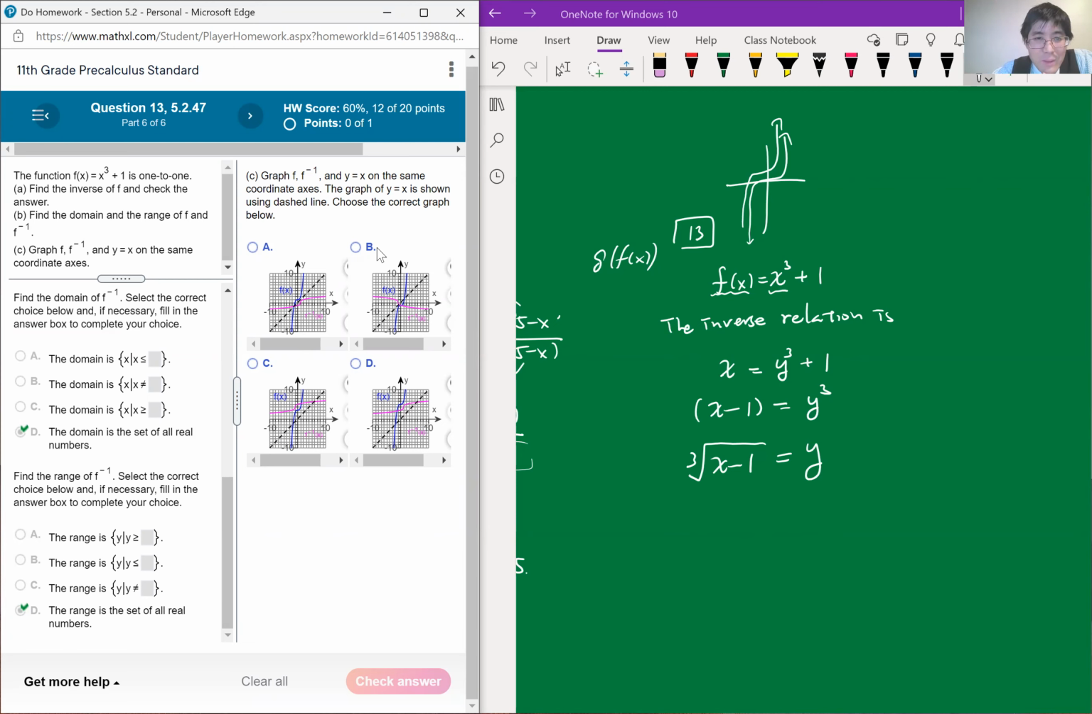So choice B is not symmetric. Choice C is not symmetric with respect to this dotted line. Choice D is also not symmetric. So the only choice seems to be A.